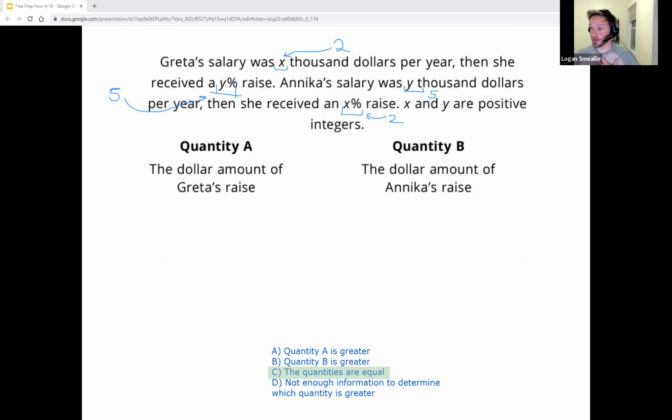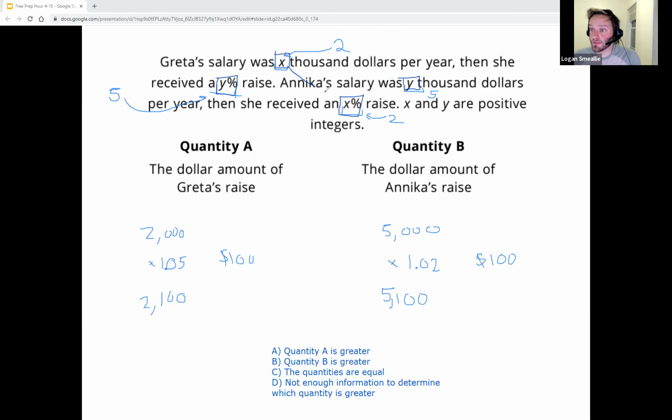If we were to write this out in a more formulaic way, the dollar amount of Greta's raise. Got a good question in the chat: why is Annika's salary greater than Greta's? I'm undoing all my erasing here. I'd say the short way to say that is because it's X and X, Y and Y. I have to pick the same X for these two numbers and the same Y for these two numbers.